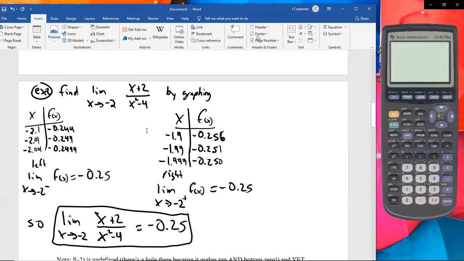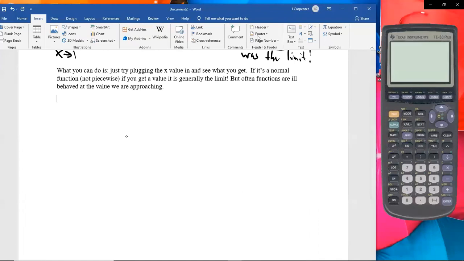For now, let's try some ones that may or may not work. Example 3. Find by evaluating if possible. So for A, we're going to do the limit as x approaches 5 for the function x squared minus 7. What I like to do is say, okay, well, let me just plug the 5 in and see what I get.